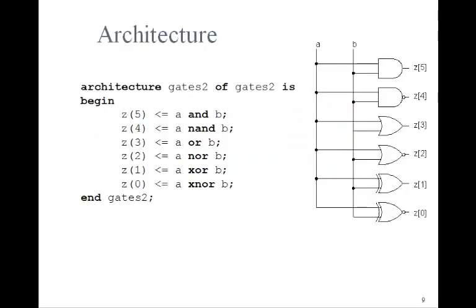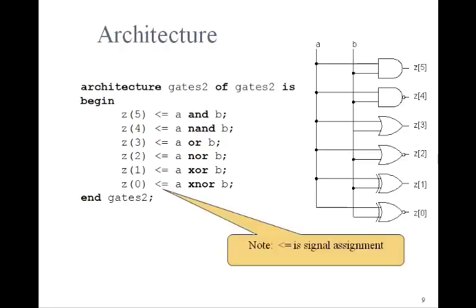So let's look at the architecture of the program. The architecture, which is the second part of the VHDL program, looks like this for our problem. And notice that we simply use these assignment statements for each of these outputs. And notice we use the signal assignment, less than or equal. So Z0, which is down here, you see is the output of the XNOR gate, is just A XNOR B. Similarly, Z5 up here is just A AND B.